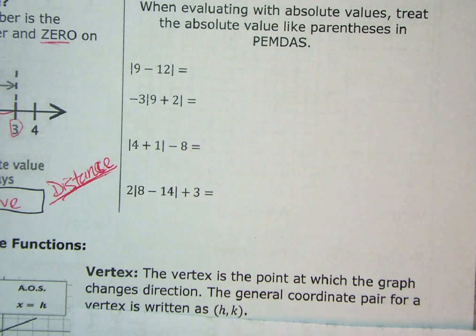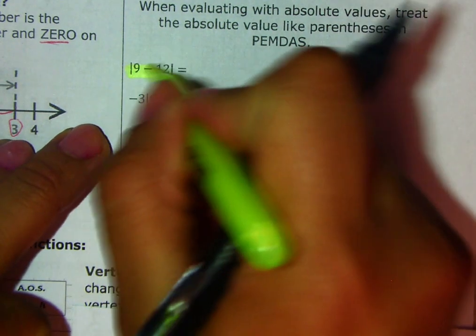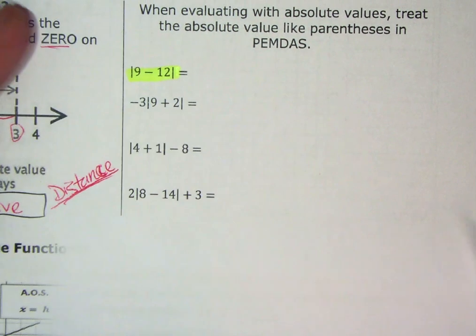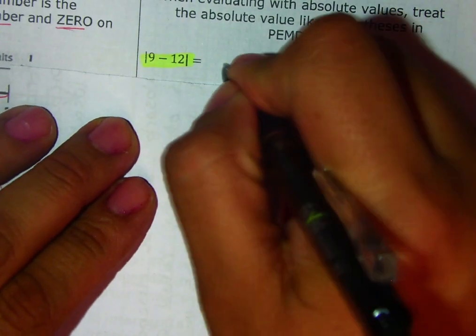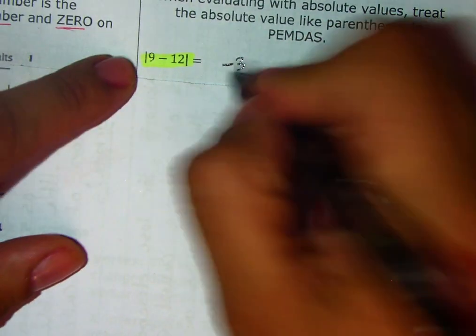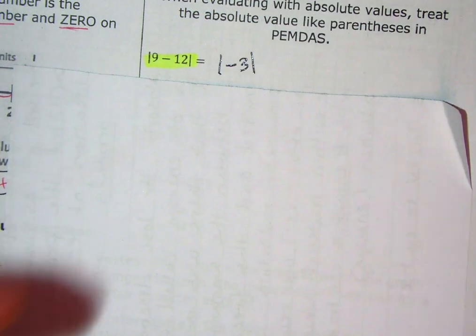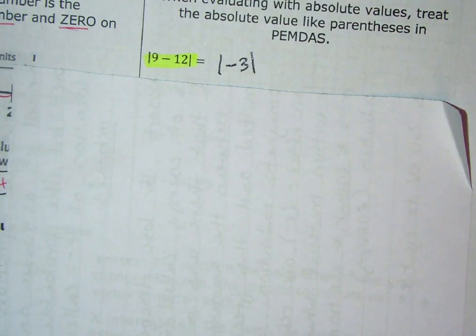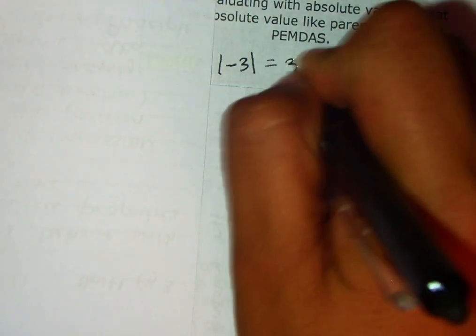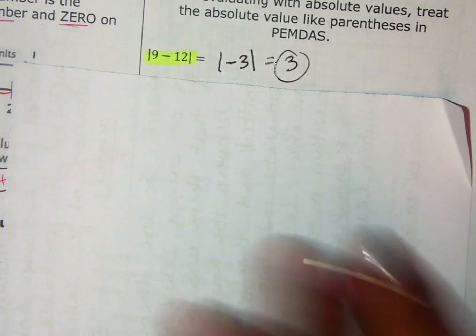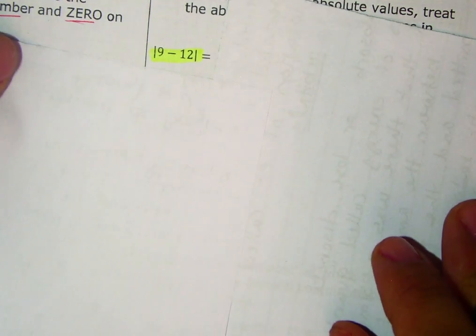So for example, the first problem is the absolute value of 9 minus 12. So ignore everything else and just look at that. 9 minus 12 is -3, but you're looking at the absolute value of -3. So now that you simplified it a little bit, you ignore what you had and now ask yourself, what is the absolute value of -3? The answer is 3. So that's the answer to this first problem.